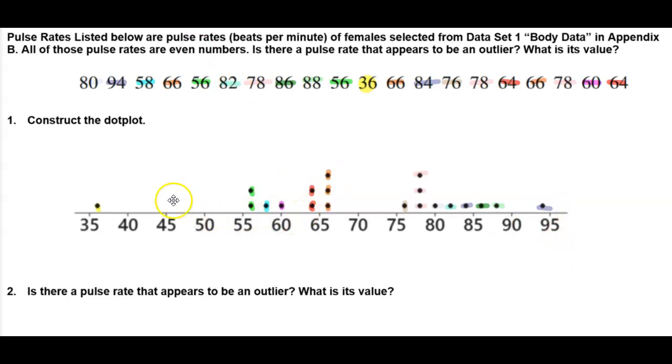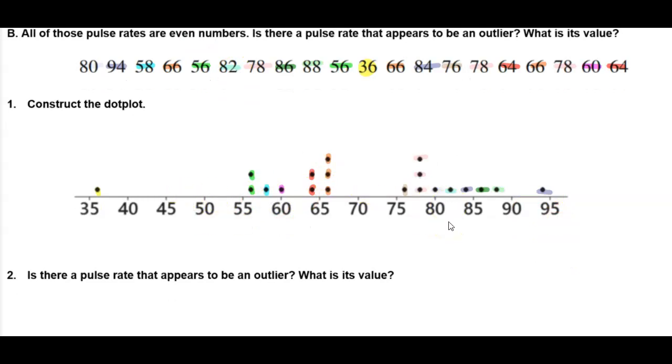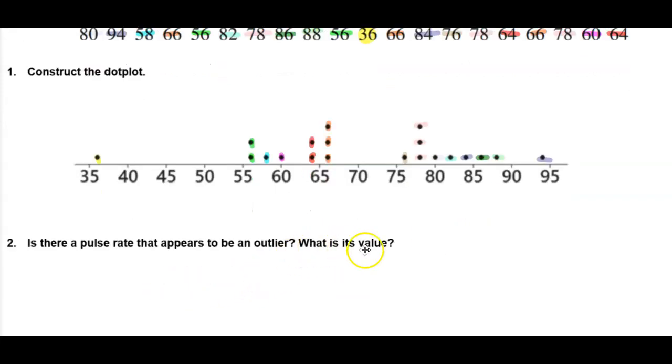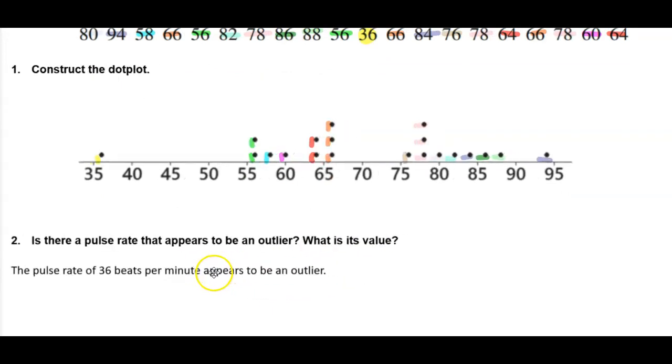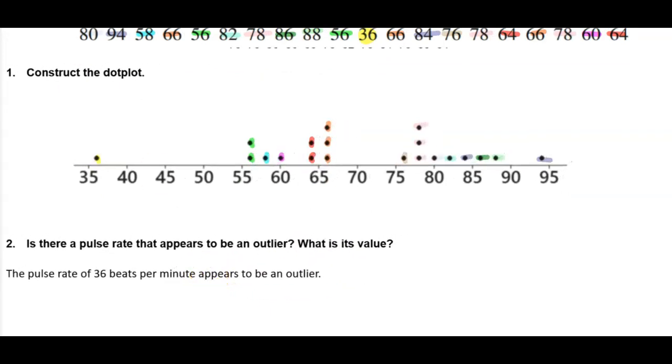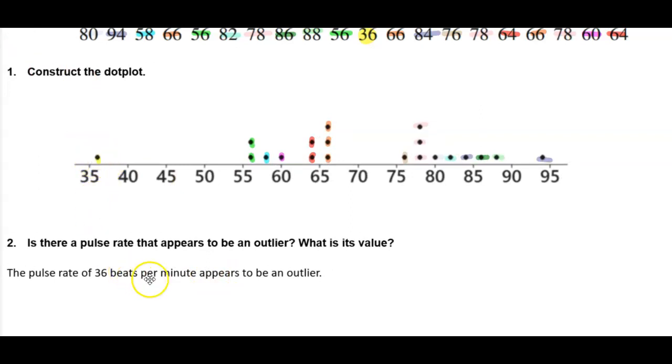So therefore, there is our dot plot. Now we need to ask our question. Is there a pulse rate that appears to be an outlier, and what is its value? Well, if you take a look here, the pulse rate of 36, which is over here, is an outlier because it appears far away from the rest of the data.